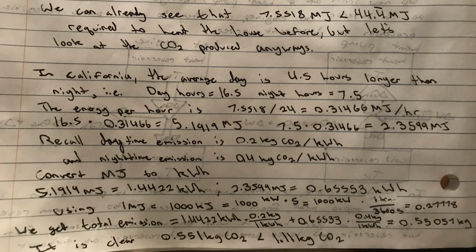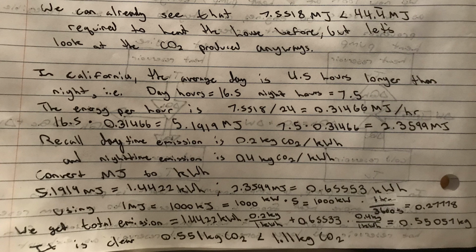Now, this is a very good situation to be in because we can already tell that 7.5 megajoules is a lot less than 44.4. But in most situations, a heat pump is going to be running off of electricity, whereas a heating furnace would be running off of burning fuel directly. So, what is the cost of electricity going to be in this situation?